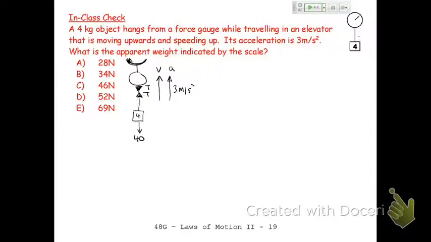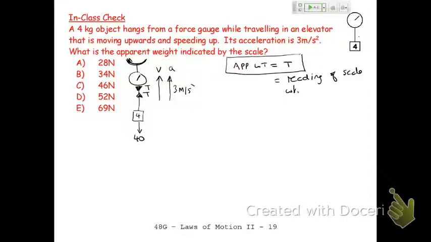What is the apparent weight? Apparent weight equals T. That's the bit that you might not immediately recognize. It's the reading of the scale while you are accelerating. Apparent weight is the reading of the scale while accelerating. And at all times, your weight is equal to T. So apparent weight is equal to the tension while accelerating.